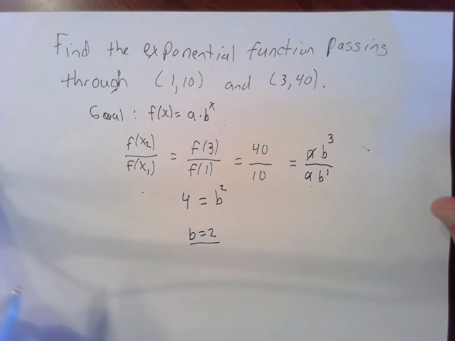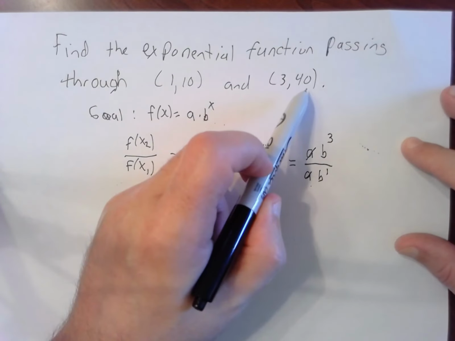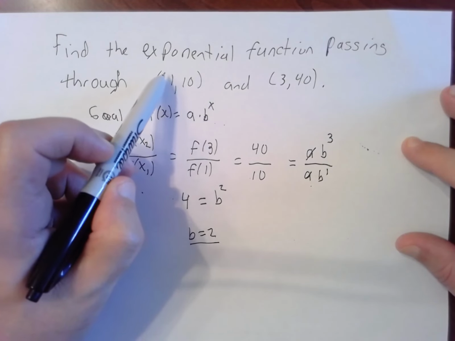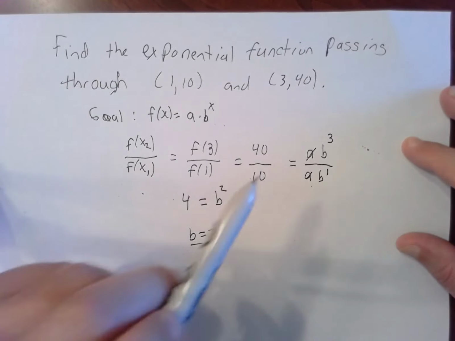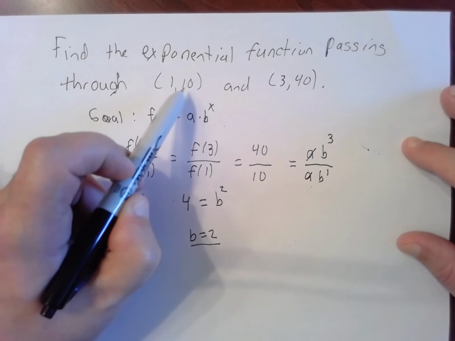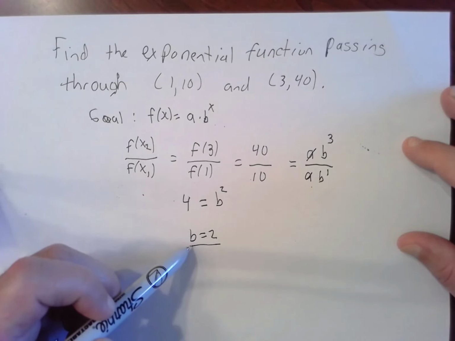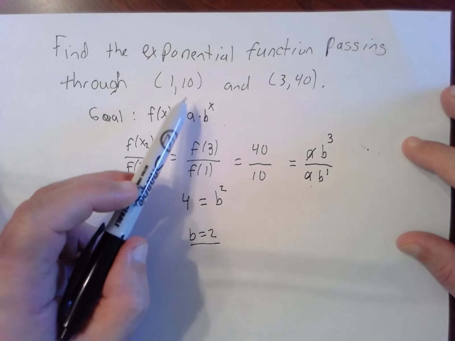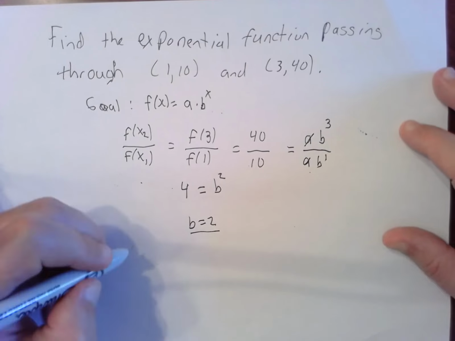Now I just have to find a. I have to find my initial amount. That's not a. If this were a 0, that would be a. A is the y-coordinate of the y-intercept. So this is not the initial amount. That's not a. If I want to find a, I have to plug the b I just found and one of the points back into my formula.